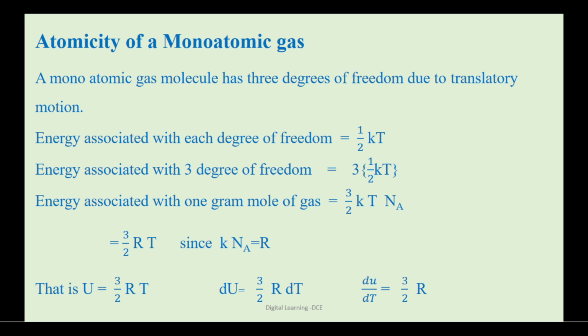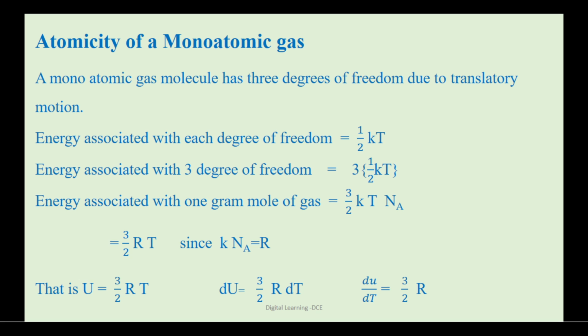In general, the atomicity of gas molecules can be defined as the ratio of specific heat capacity at constant pressure to the specific heat capacity at constant volume. That is, atomicity of gas molecules is equal to Cp by Cv. In order to calculate the atomicity of gas molecules, we need to know the values of Cp and Cv.